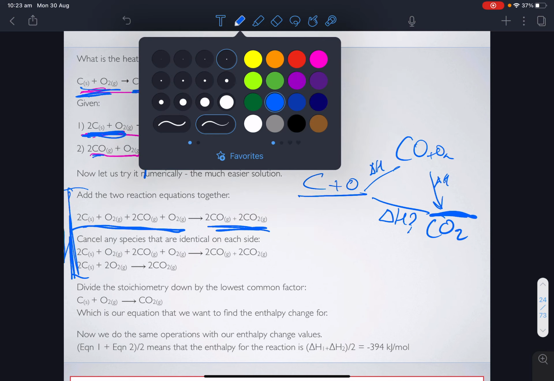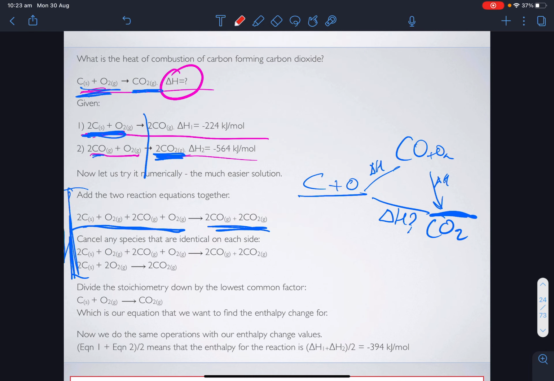And then, remember what we do with ionic equations once we've done oxidation and reduction, we can cancel any species that are identical on each side. So here we have 2 carbon monoxides and 2 carbon monoxides. And that's it. So we get 2 carbons plus 2 oxygens going to 2CO2, which is 2 times what we're looking for below. And if we divide it down by the lowest common factor, we get the equation that we're looking for.